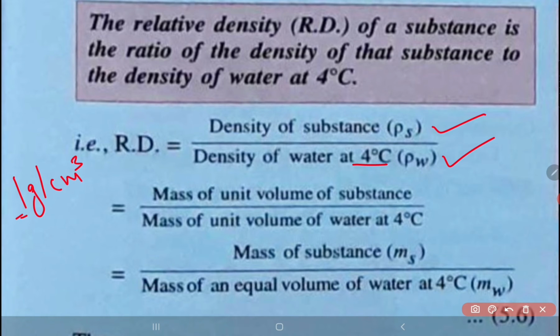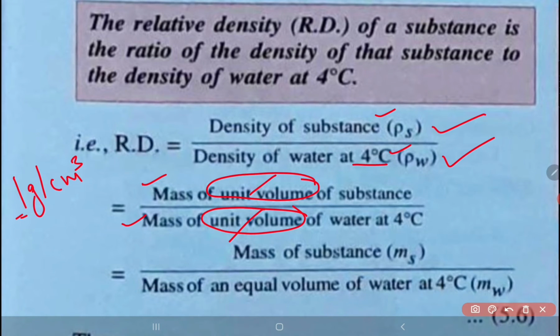Now, as you all know, the definition of density is mass per unit volume, or mass of unit volume. So here they have written the definition, okay? This rho s and rho w have a definition, they have written it here. So mass of unit volume of substance upon the mass of unit volume of water at 4 degrees Celsius. Here you can see the unit volume and the unit volume are the same, right? So this unit volume and unit volume can be cancelled out.